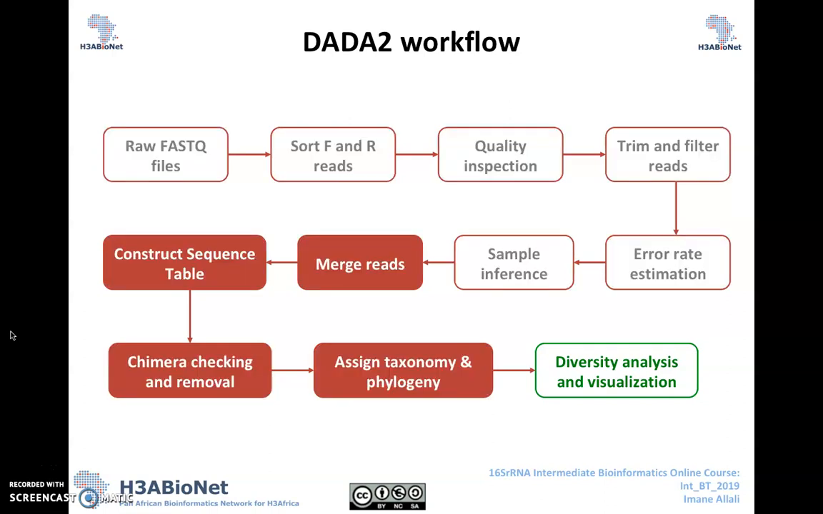So for session number 2, the remaining steps of the DADA2 workflow are merging the forward and the reverse reads, then constructing the sequence table, or amplicon sequence variant table, ASV, then running the chimera checking and removal, and finally assigning taxonomy and constructing the phylogenetic tree. As I said in the previous session, diversity analysis and visualization will be presented in the next module.